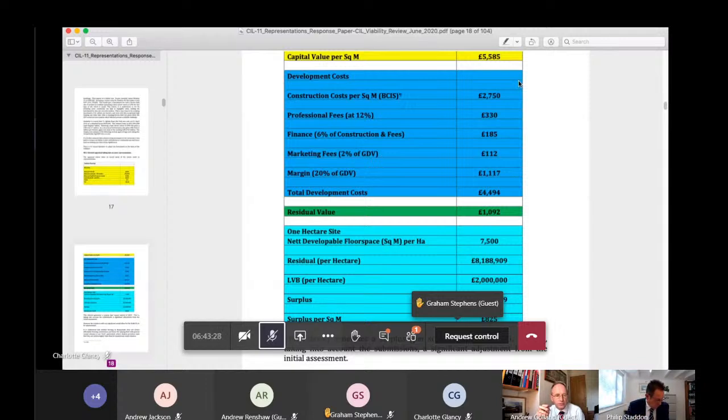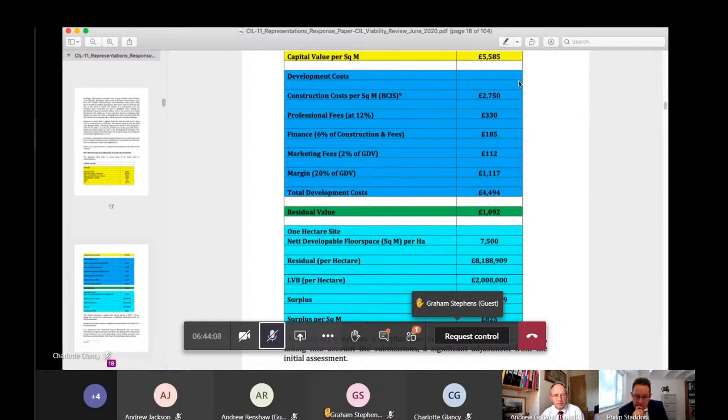Then the usual additions: professional fees, finance, marketing fees, margin, give us development costs. Take development costs away from the capitalised rent to get to a positive residual value on a per square metre basis of 1092. I've then taken on board what I've been told about the potential coverage on a per hectare basis. It's almost 7,500. Working up on the residual to a land value benchmark of 2,000, giving the surplus per square metre.